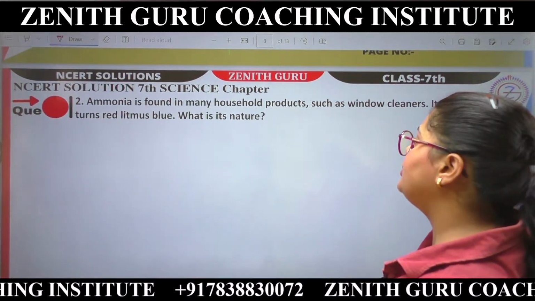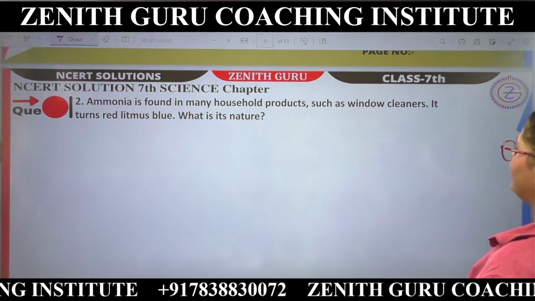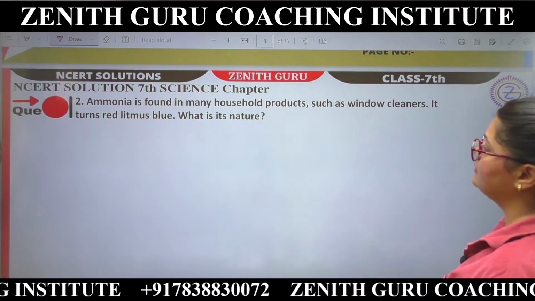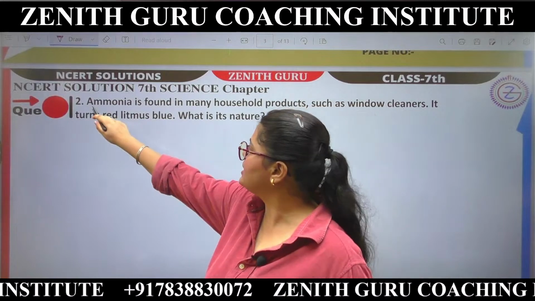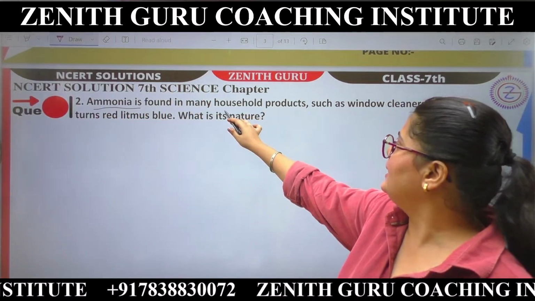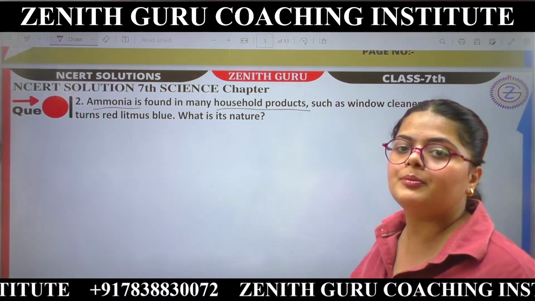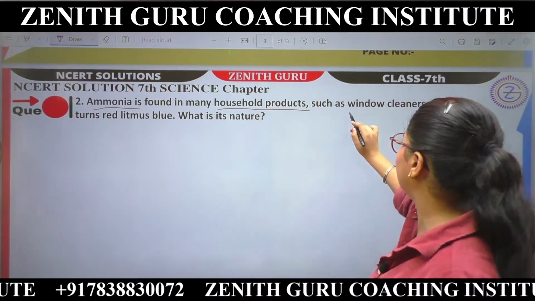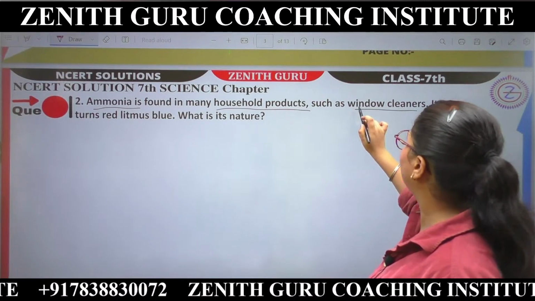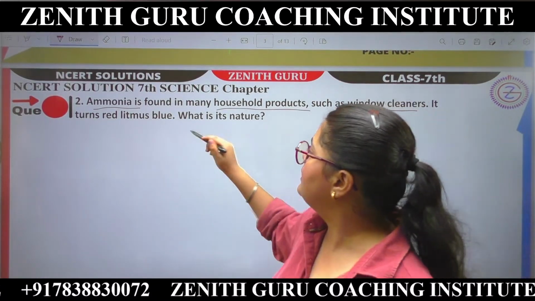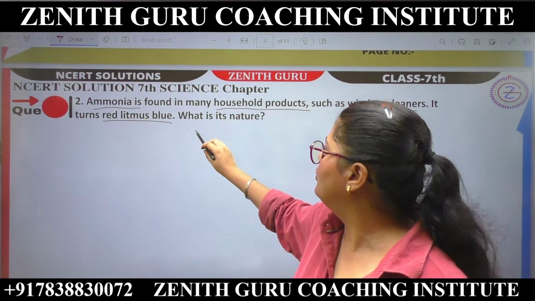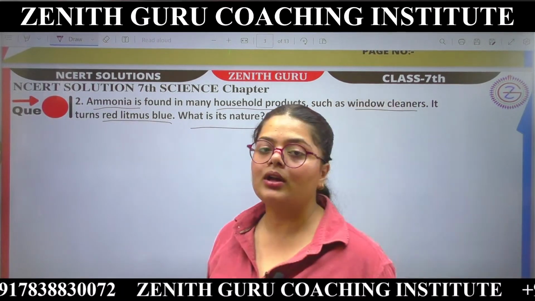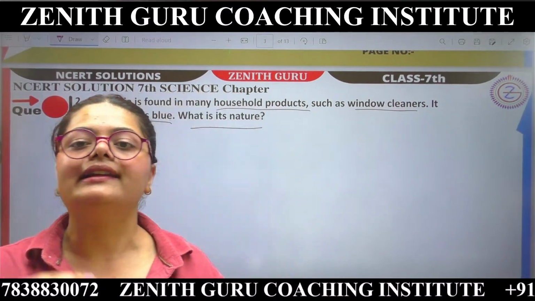Ammonia found in many household products such as window cleaners. अमोनिया जो है एक सब्सटेंस है जो कि बहुत से घरेलू चीजों में, जो हाउस होल्ड प्रोडक्ट्स होते हैं उसमें हमें मिलता है, ठीक है, जैसे कि हमारे विंडो क्लीनर्स. उसके बाद it turns red litmus blue. What is its nature?